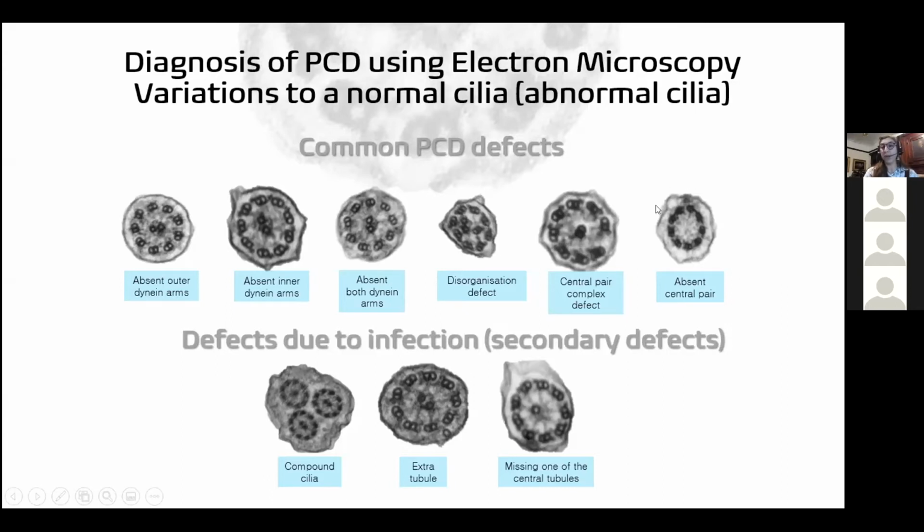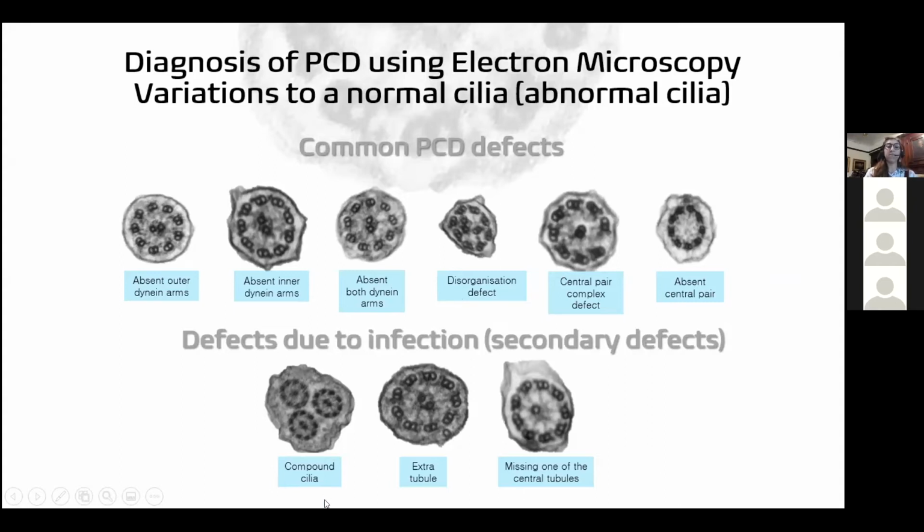In this case, we have a classical absence of a central pair. In this case, we have this sneaky doublet just going into the center of the cilia. It might resemble a central pair, but it's not. We call it a transposition defect.